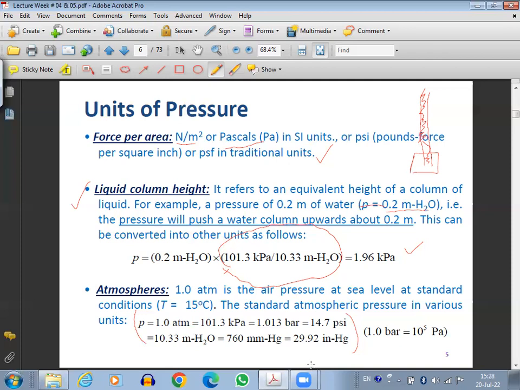Mercury column could also be expressed in inches or millimeters or meter or centimeter. So these are some of the conversion factors between different pressure units for atmosphere. And it is better if you memorize it, because when you're solving problems and you know the conversion factors, it really won't take much of your time. Things will become comparatively smooth while solving the problems. 1 bar equals 10 to the power 5 Pascal. So far everything is clear?